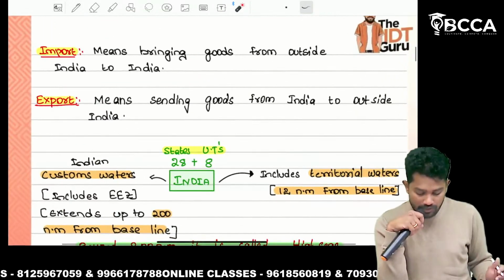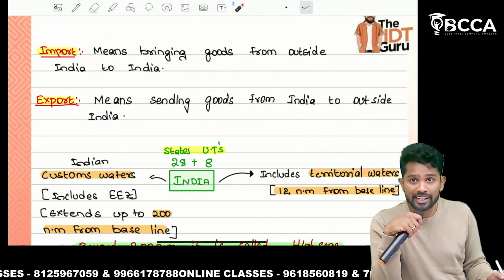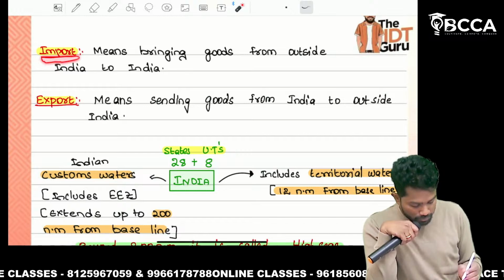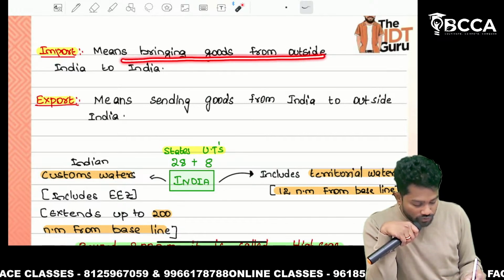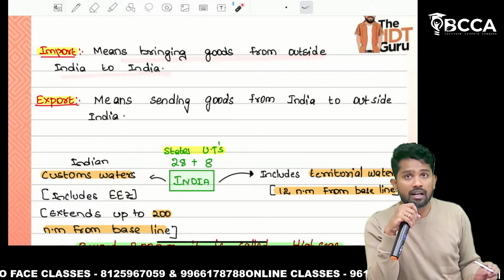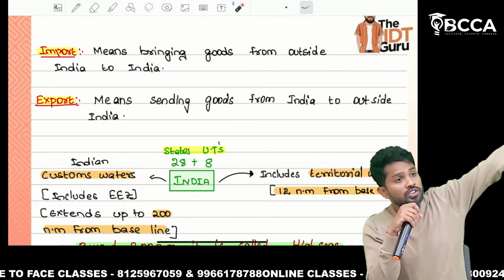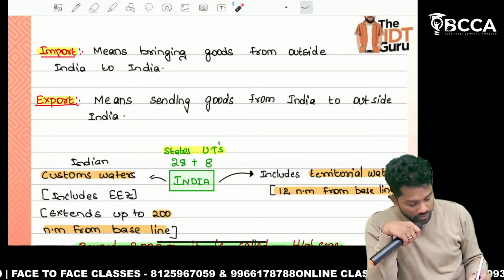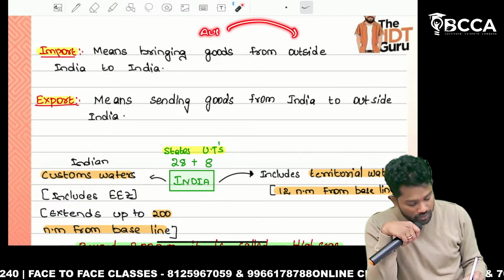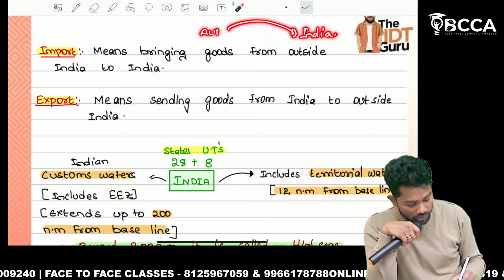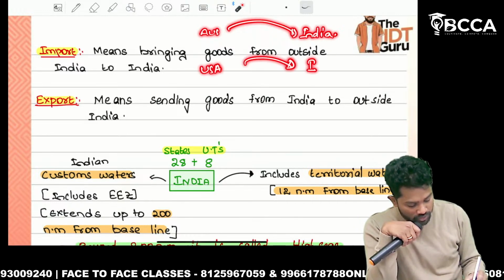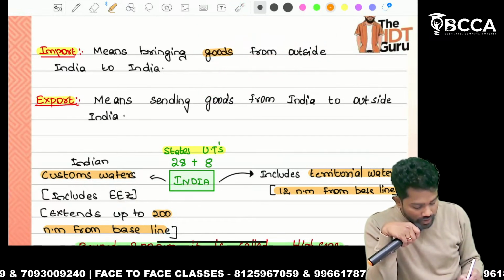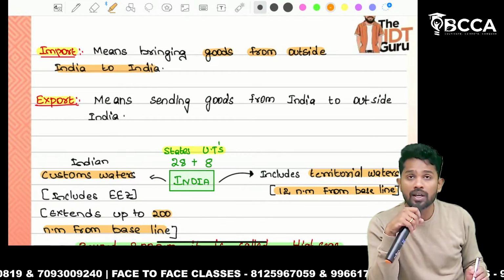Then let us discuss the definition of India. What is meant by India? Let us first discuss the definition of import. Import means bringing goods from outside India to India. So from Australia, if goods are brought to India, this is an import. From USA to India, import. From Sri Lanka to India, import.